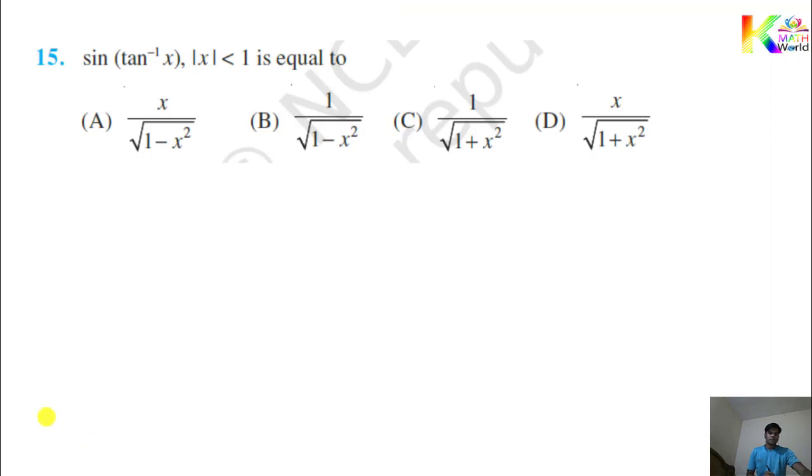Next MCQ. Sine of tan inverse x, modulus x is less than 1, is equals to blank. You can see outer function sine while inner function is tan inverse. So you can put the answer easily whenever both are inverse of each other. So convert this function to sine inverse. Okay, so right now this is your question, sine of tan inverse x.